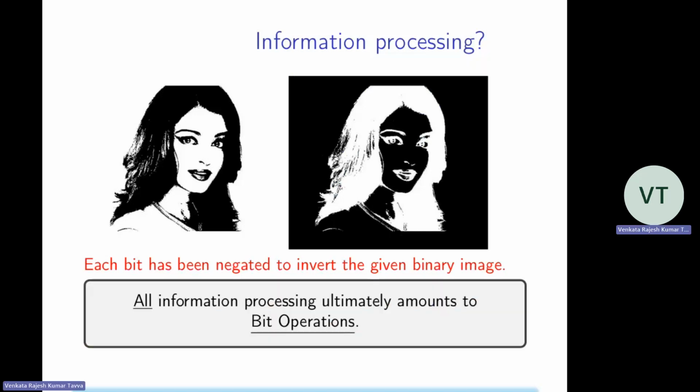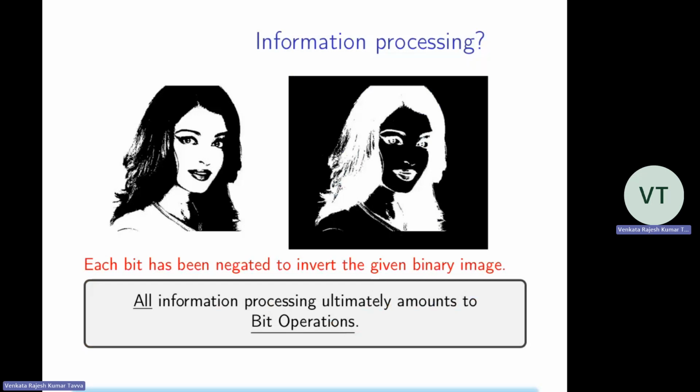All right. Similarly, all information processing ultimately amounts to bit operations. This is one simple example of a grayscale image. You can do many things with images, particularly with colored images. You can do many more operations on images, sound, audio, video, anything you take. All kinds of operations you can do. All those operations finally have to boil down to bit operations.